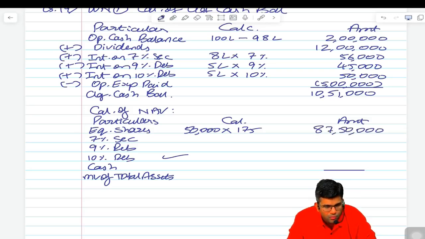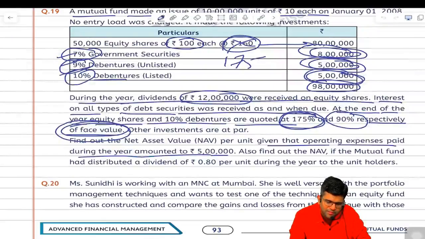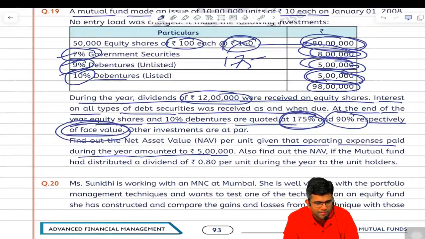87,50,000. Now I would like to also tell you that if this had been a face-to-face class, I would have asked people to try this on their own, because you are all sitting with each other, you can help each other. But here you are sitting alone, so you will require more help from the teacher. But just telling you, when you are sitting in groups and people start solving, you know what mistake they make? They take 175% of this 80 lakh, and that becomes wrong.